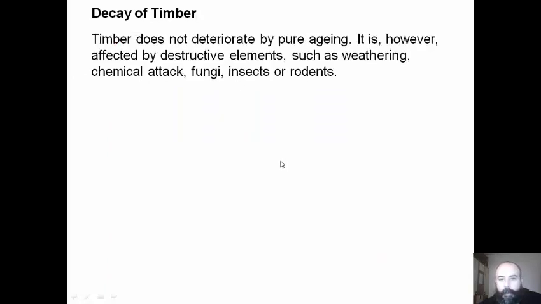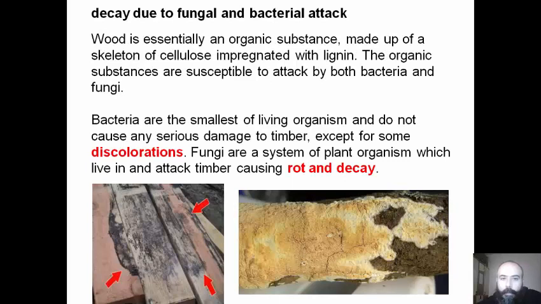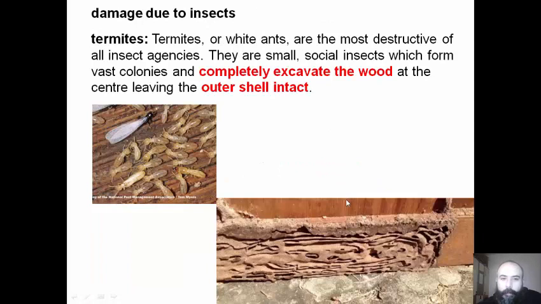Timber does not deteriorate by pure aging. It is, however, affected by destructive elements, such as weathering, chemical attack, fungi, insects, or rodents. Wood is essentially an organic substance made up of a skeleton of cellulose impregnated with lignin. The organic substances are susceptible to attack by both bacteria and fungi. Bacteria are the smallest of living organisms and do not cause any serious damage to timber, except for some discolorations. Fungi are a system of plant organisms which live in and attack timber, causing rot and decay.